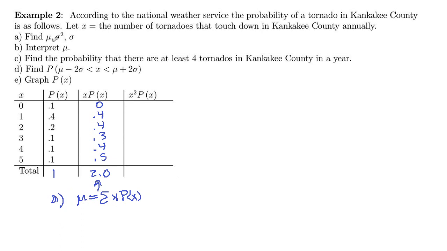And then let's work on variance next. So 0 squared times 0.1, 0. 1 squared times 0.4, 0.4. 2 squared is 4 times 0.2 is 0.8. 3 squared is 9 times 0.1, 0.9. 4 squared 16 times 0.1, 1.6. And then 5 squared 25 times 0.1, 2.5.